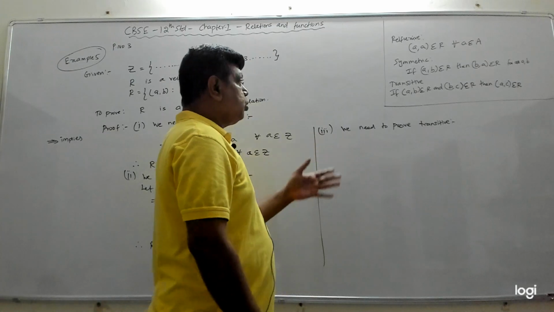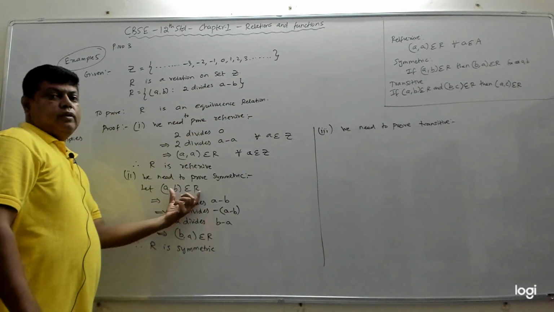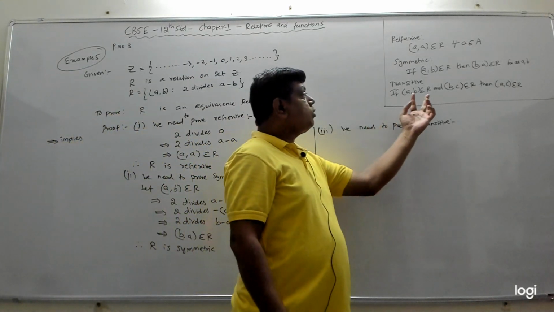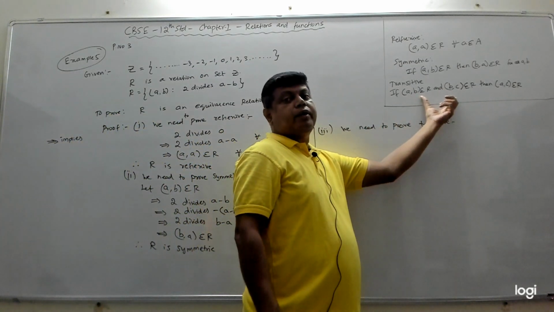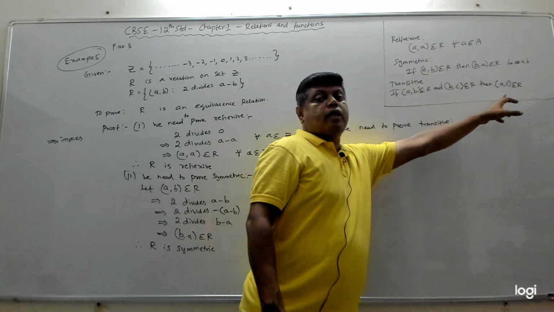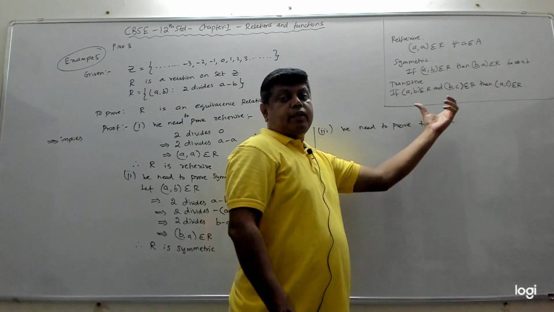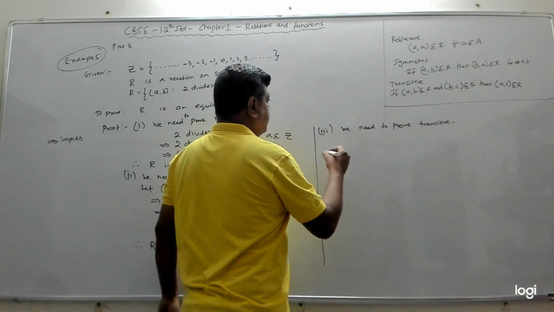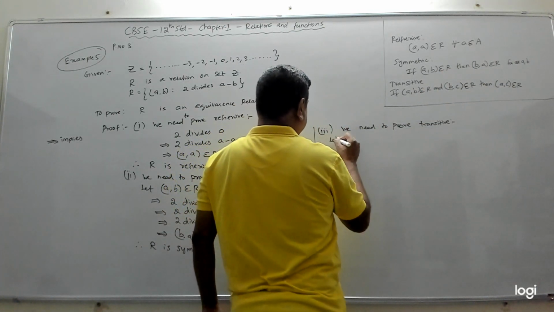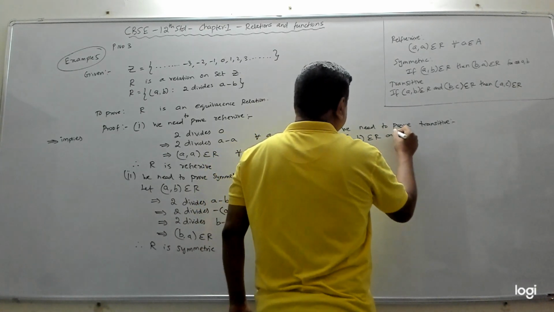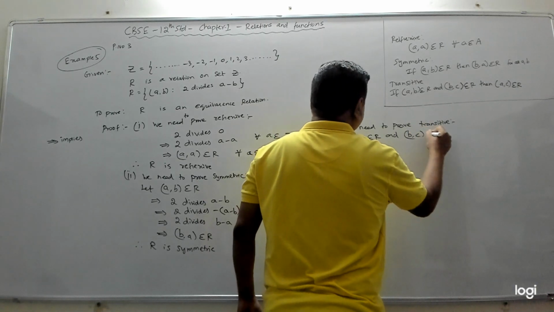Whenever you want to prove symmetric, you will take an element from R and you will prove the reverse is in R. Whenever you want to prove transitivity, you will take two elements from R and show that (a, b), (b, c) belongs to R means (a, c) should be there now. This we have to prove. By taking this, we have to prove this. So let (a, b) belongs to R and (b, c) belongs to R.